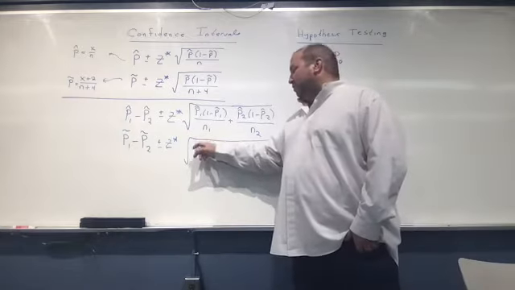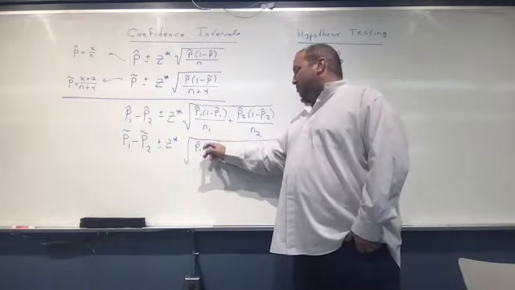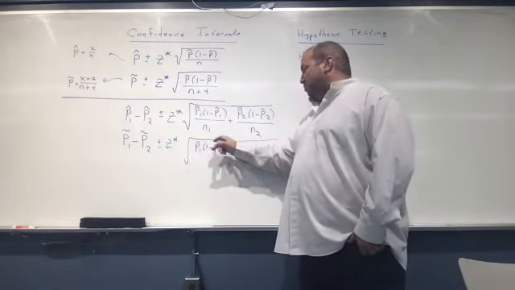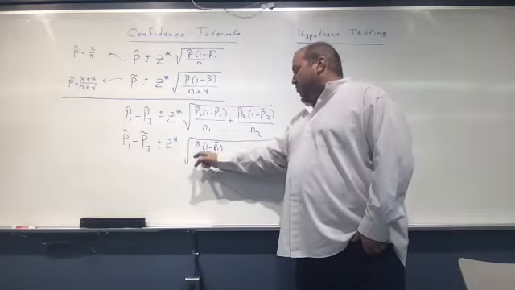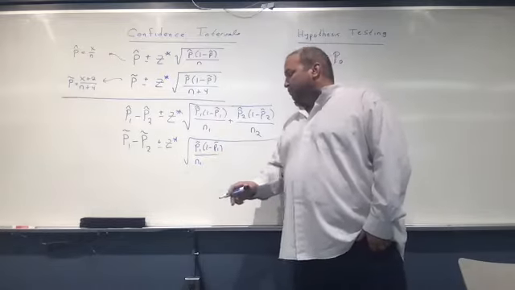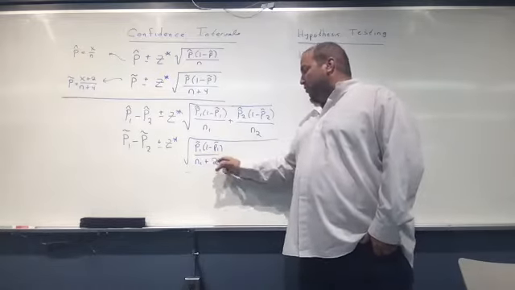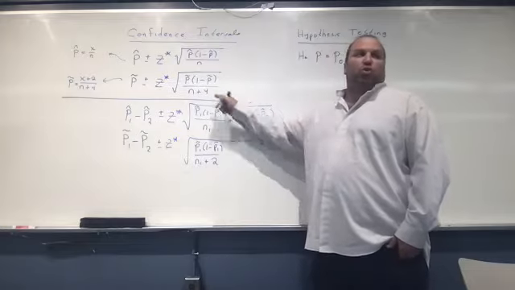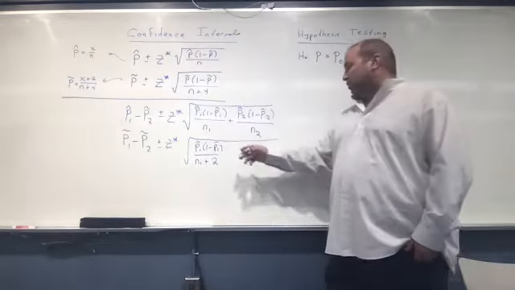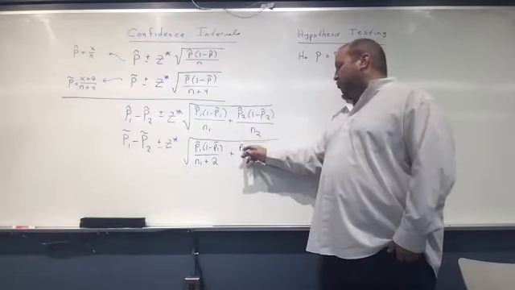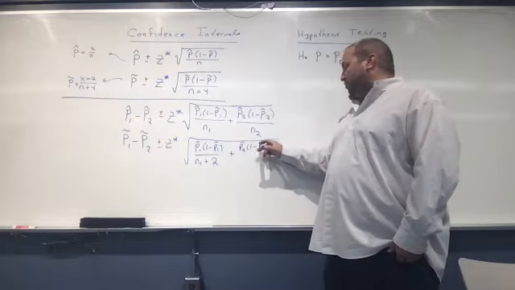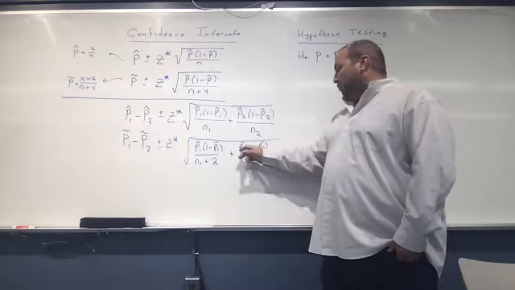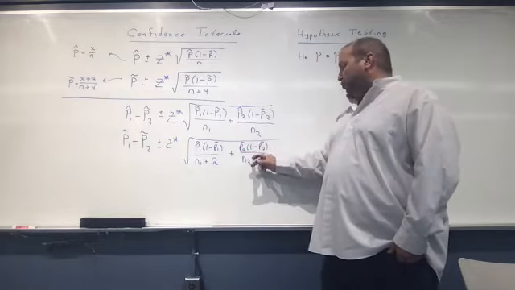P1 twiddle. This is 1 minus 2 over N1 minus 4. No, no, 2 plus 2, because we're going to have a total of 4, 2 here, 2 here. Plus P2 twiddle, 1 minus P2 twiddle over N2 plus 2.